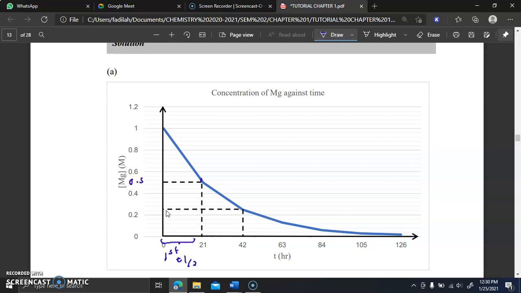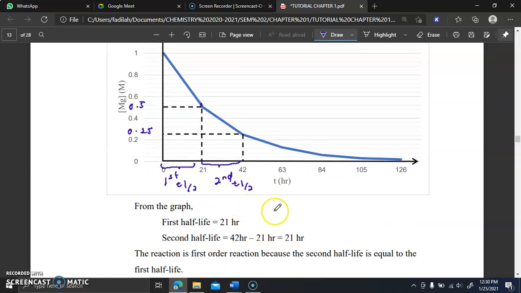So this until here is your first half-life. And then half from 0.5 is 0.25. So here is 0.25 molar. So at concentration 0.25, the time taken untuk cari second half-life is at this value. So daripada sini until sini, ini adalah second half-life. So from your graph, you have to show in the answer. So what is the value for the first half-life? According to this answer example, first half-life is at 21 hour.